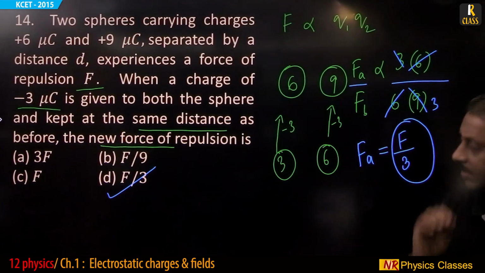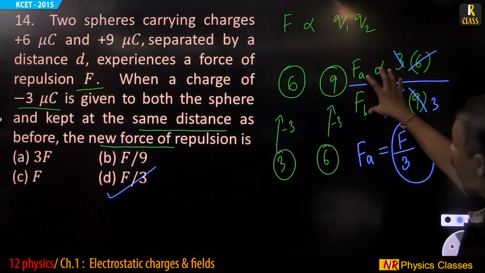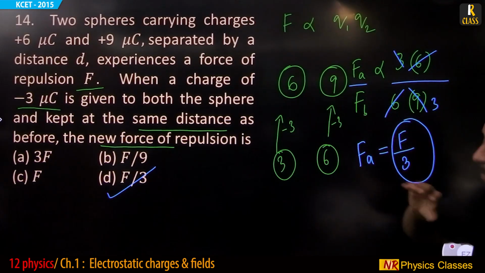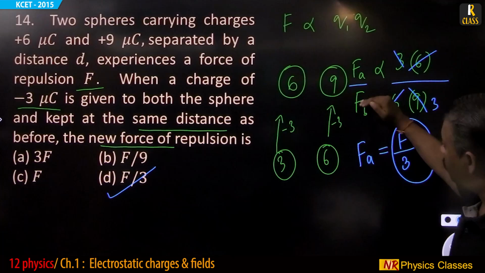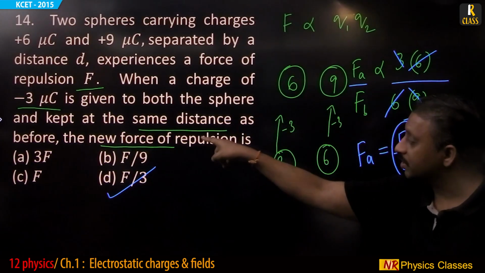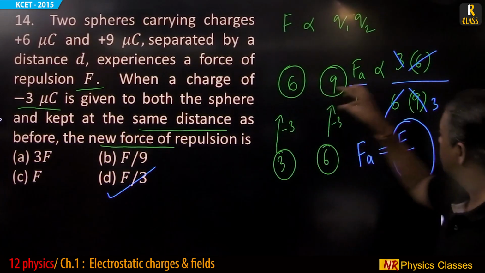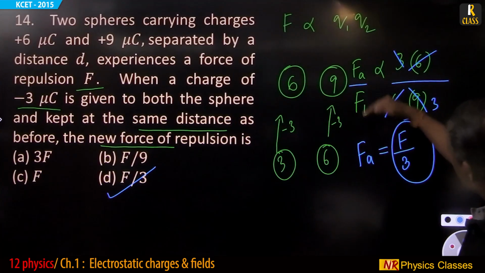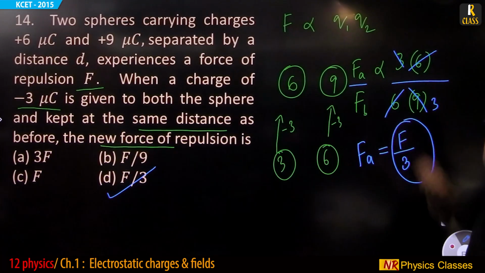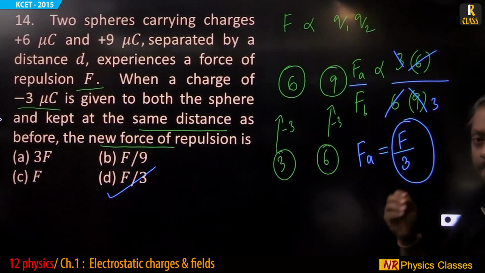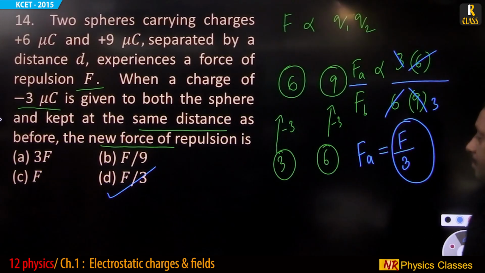Just little practice will make you write in this format. Sometimes we take before and after. Since force after contact is asked, therefore try to write this first and then this later. Thereby you can really save some time. So it is F by 3.